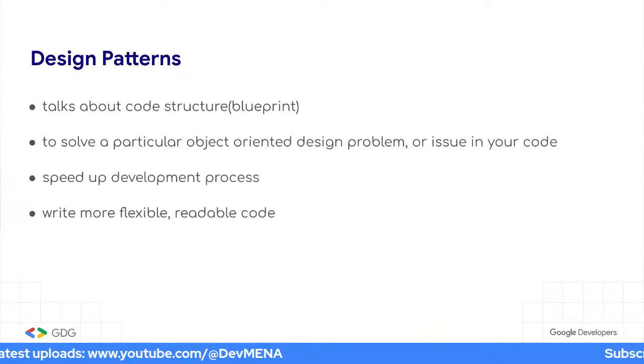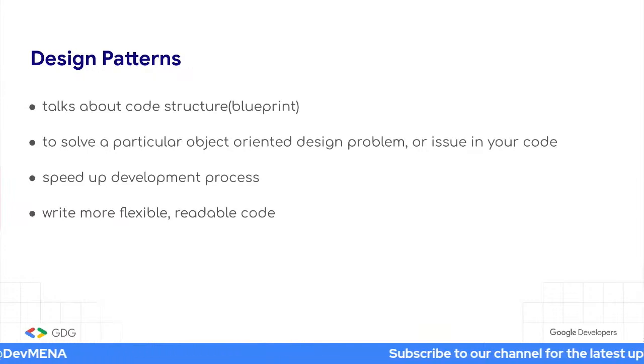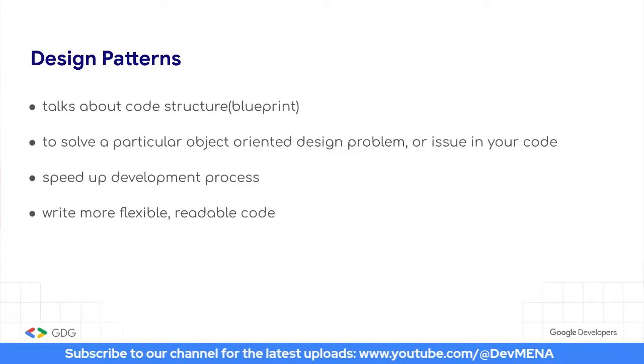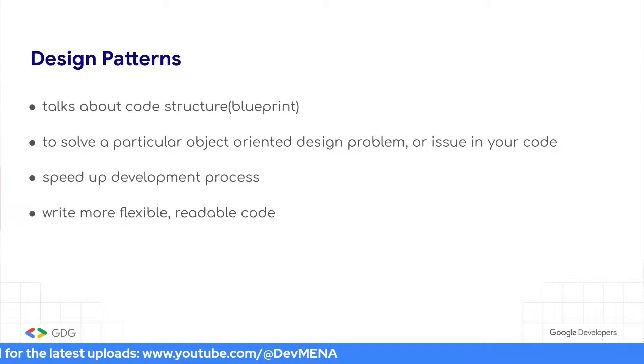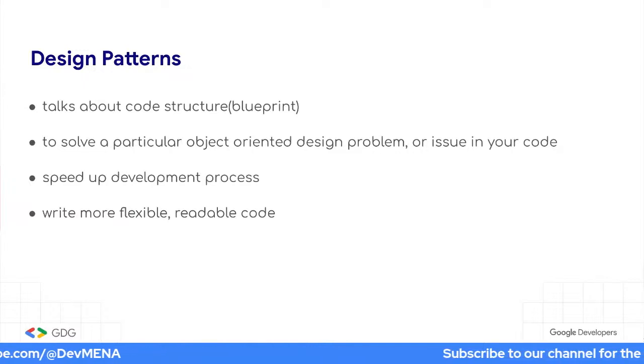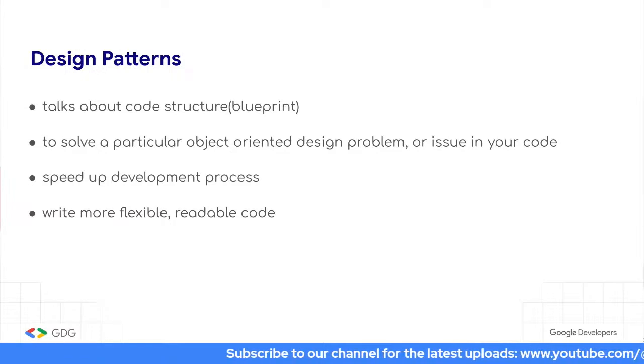It's actually telling you to reduce the duplicating of methods or duplicating of objects. So in that way you're going to reuse some of the components, right? So that is going to speed up the development process, and in the end you will end up writing more flexible and readable code. So that's what design patterns is all about.